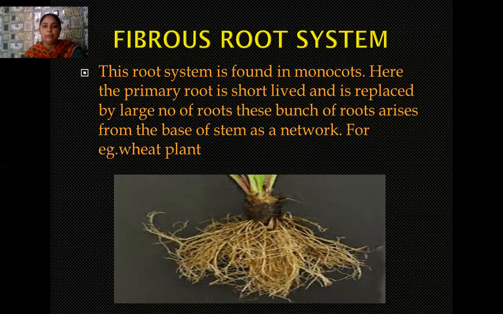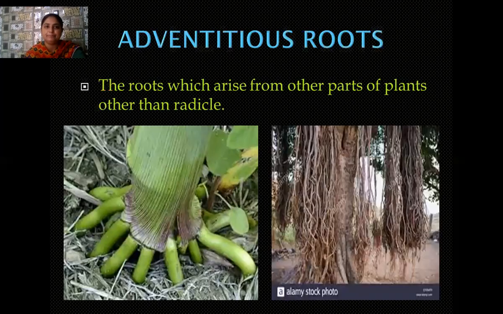No primary root is generally visible because the primary root is present, but this primary root is short-lived. Later this root is replaced by a large number of roots, and this bunch of roots arises from the base of the stem as a network. Here I want to give the example of the modified grasses such as wheat plant, maize plant, or you can say a rice plant. These are the examples of fibrous root system.